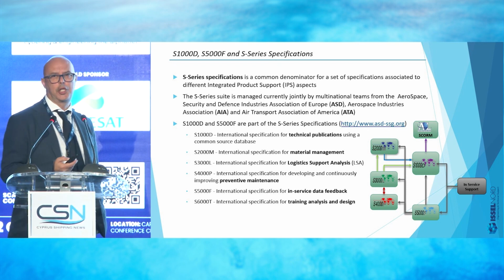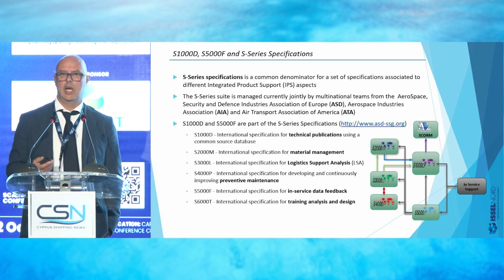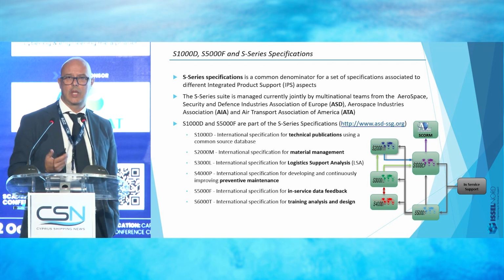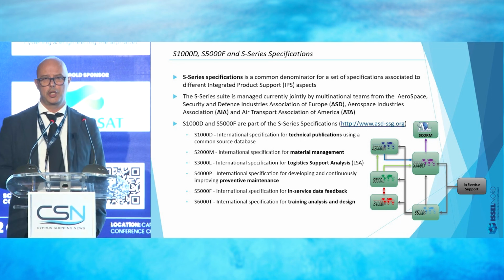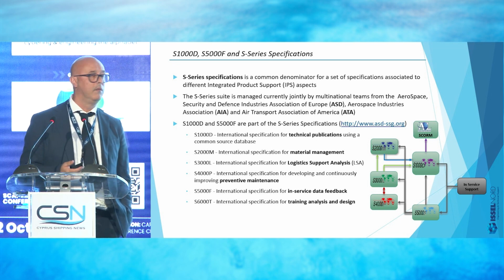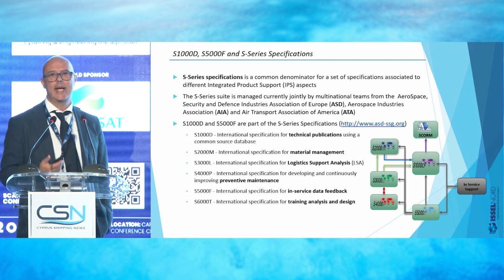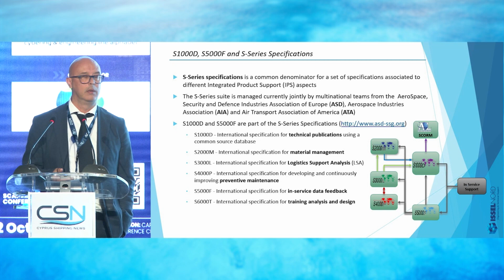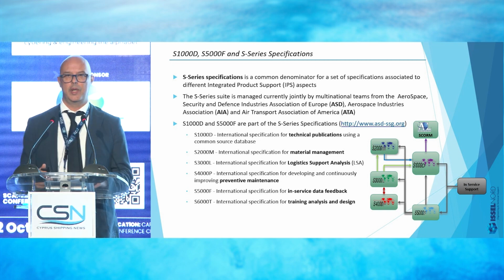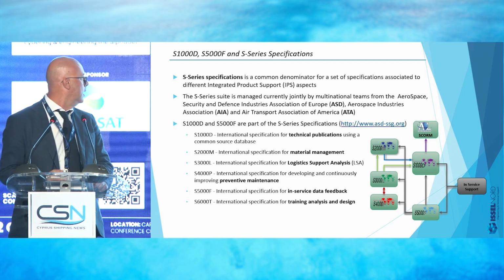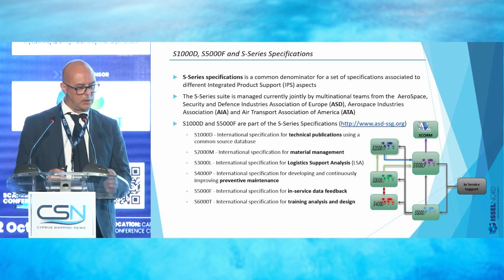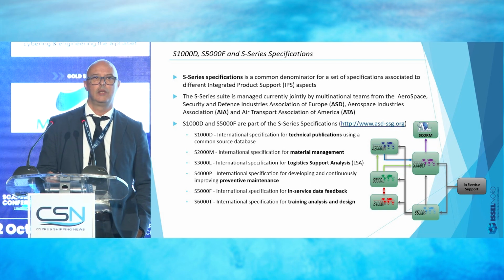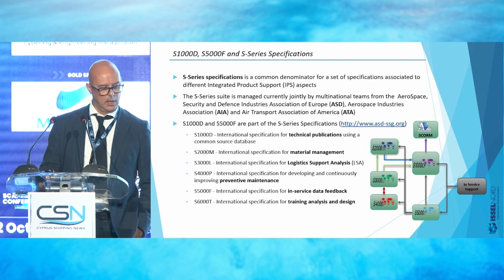Which are the specifications that are inside the SS-Series? The first one is the S1000D. S1000D is the technical specification that promotes and involves the development of technical publications. The second one is the S2000M, that is a matter of material management and provisioning. The next one is the X3000L. It is an international specification for integrated logistics support analysis.